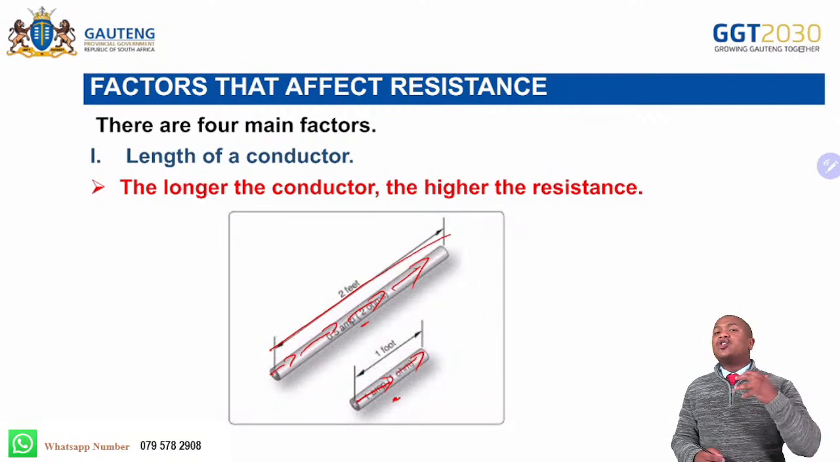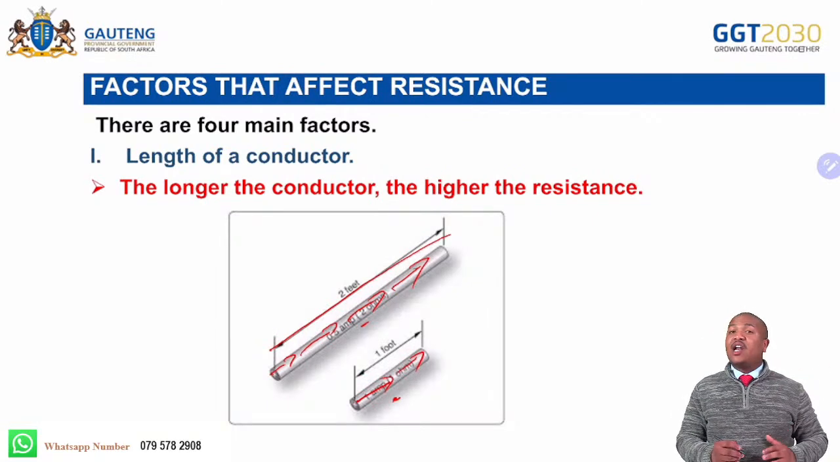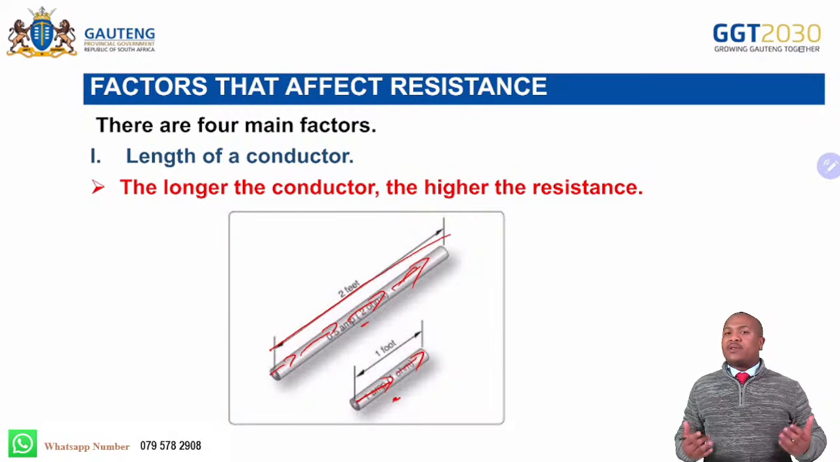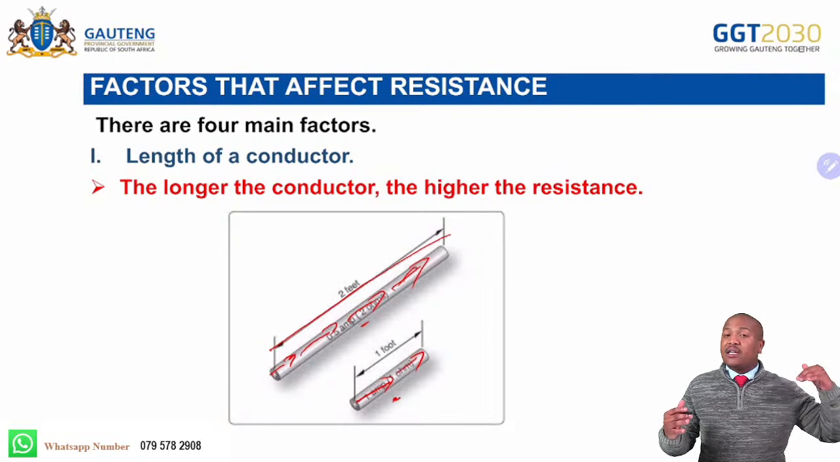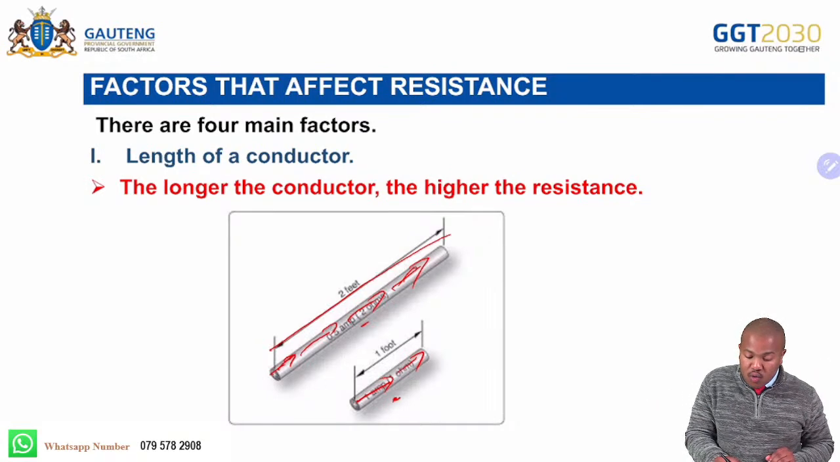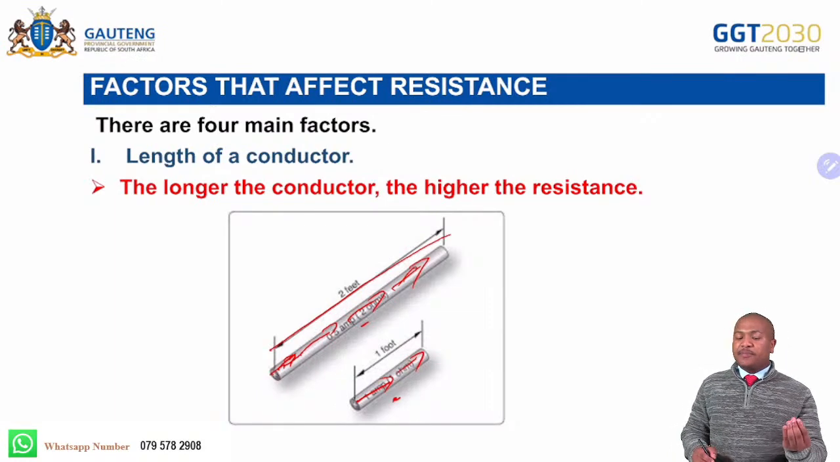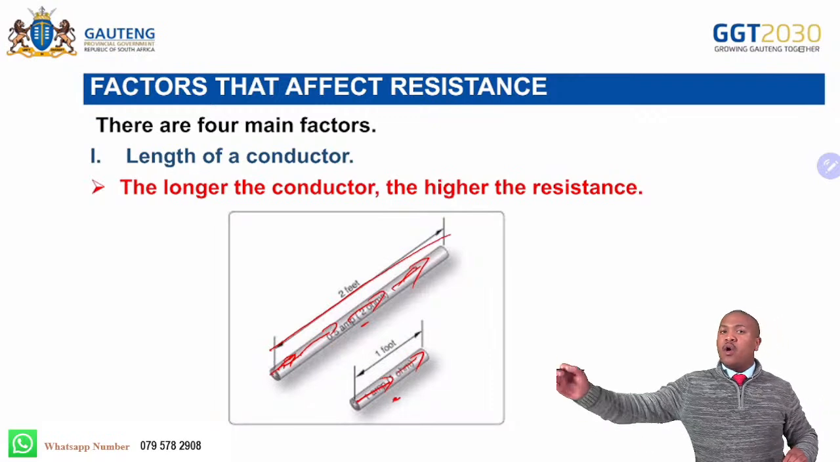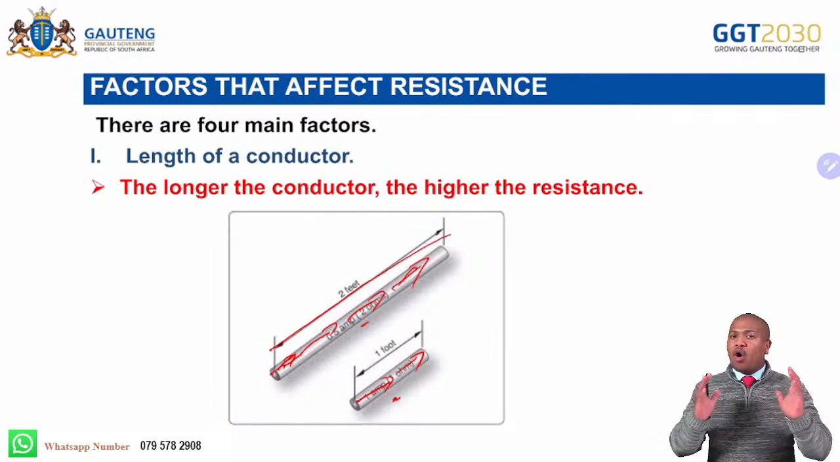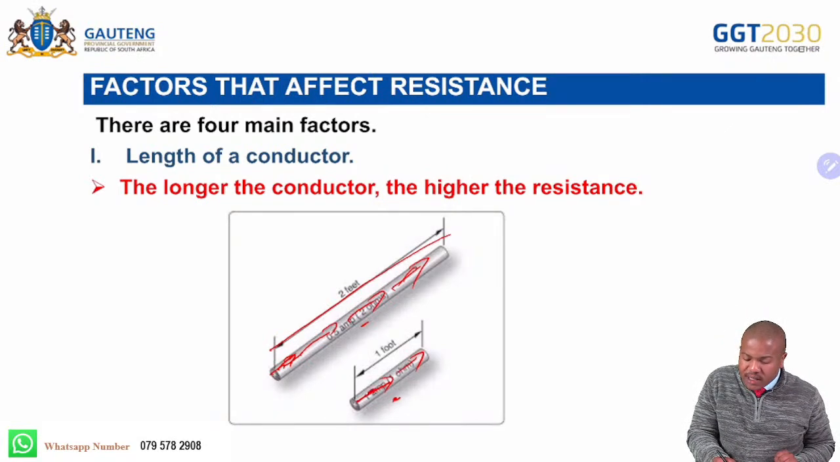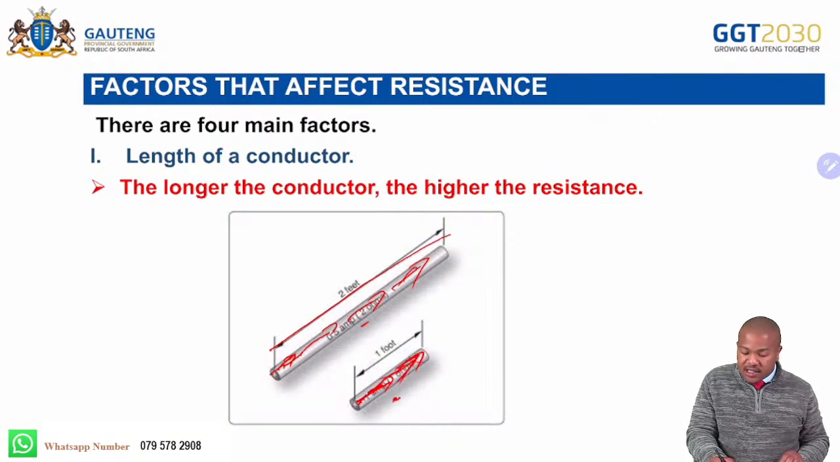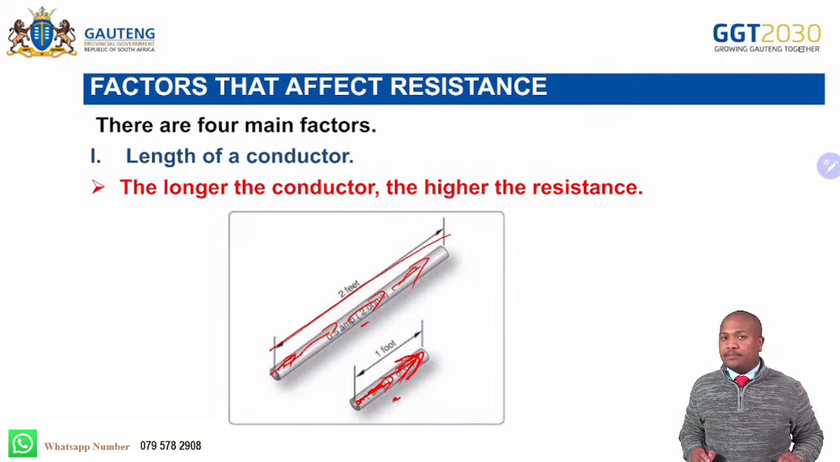But how? This is because as current passes through a conductor, the distance it has to take is longer, right? And along the way it comes across atoms. It bumps into atoms, and the longer the distance, the more atoms it bumps into along the way. So the longer the conductor, the higher the resistance. This is because it has a long way to travel to reach each and every component. Hence, the resistance becomes higher as compared to the one that is short, which gets to any component quicker, right?